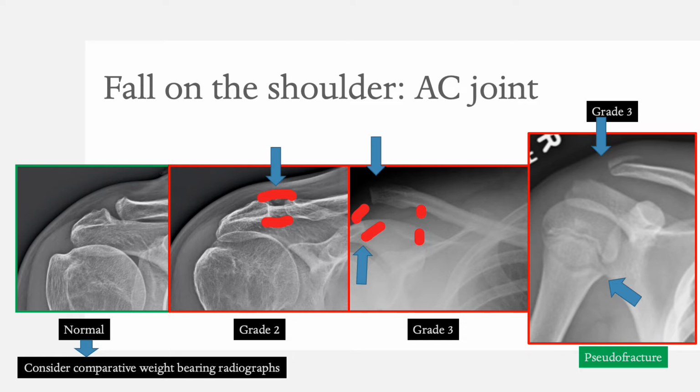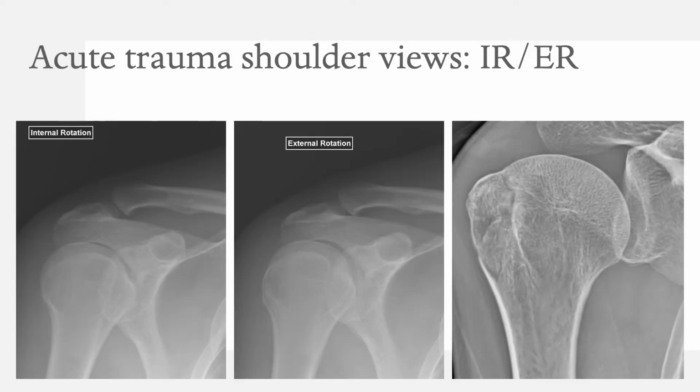The second set of views that you will take in patients who have trauma is the internal and external rotation views, and these internal and external rotation views are very important for looking at two entities. The first entity that we're going to talk about is posterior dislocation. Now these can be hard to diagnose clinically as well as radiologically, and the classically talked about finding about these cases is something called the light bulb sign.